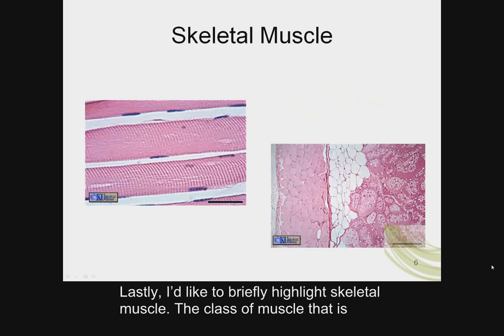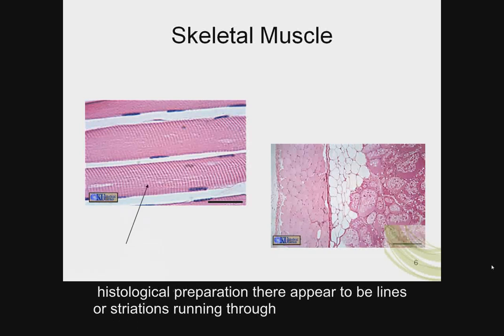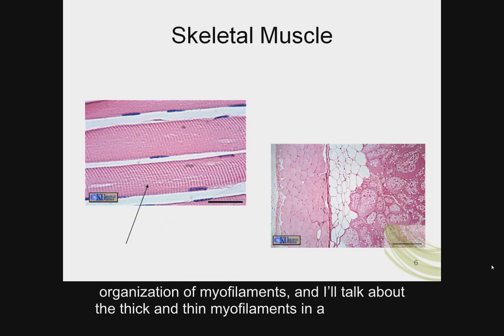Lastly, I'd like to briefly highlight skeletal muscle. You'll notice that in this histological preparation there appear to be lines or striations running through the skeletal muscle cell or myofiber. These striations are generated due to the organization of myofilaments, and I'll talk about the thick and thin myofilaments in a little while.